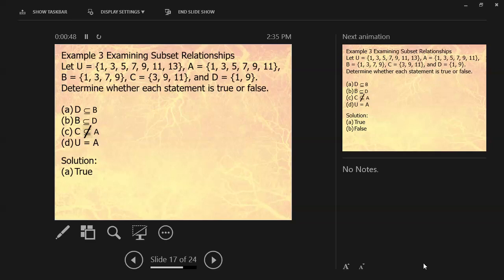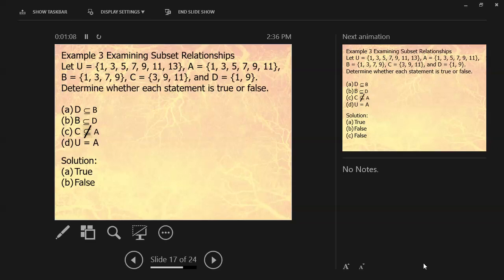All right. But is B a subset of set B? It is not, because D does not have 3 and 7 in it. So that would be false. Very good. Now this means not a subset.